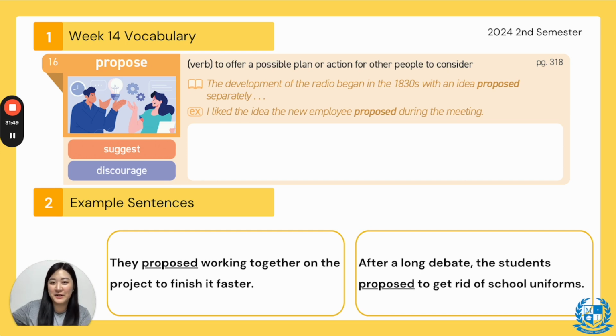Example, let's read together. 1, 2, 3. I like the idea the new employee proposed during the meeting. So this new employee, this new worker offered a new idea and they liked it. Here, it says they proposed working together on the project to finish it faster. So it's like, hey, I have an idea. Let's work together. Next line, it says, after a long debate, the students proposed to get rid of school uniforms. So they said for their conclusion, their idea was to get rid of it.